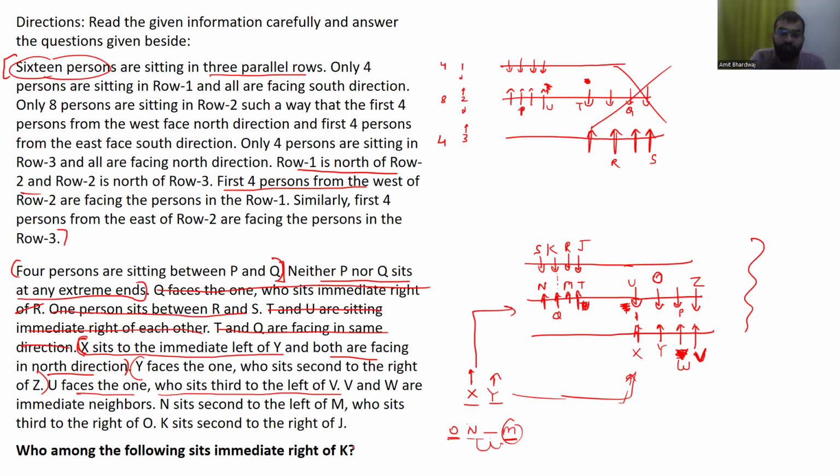What is the question? Who among the following sits immediate right of K? Immediate right of K. Definitely it is S. So this is the question. I believe this is clear.